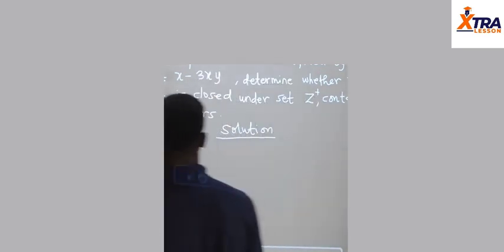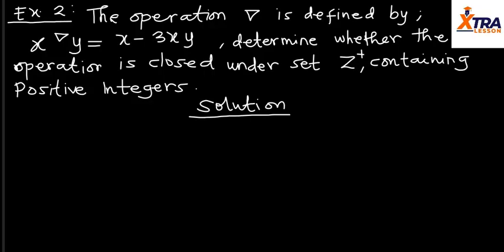In this question we have a particular operation that was given here. The operation is defined by x operation y equals x minus 3xy. Now we are asked to determine whether the operation is closed under set Z plus, containing positive integers. The Z plus there is just indicating that it was for Z. Anytime we talk about set Z, we know set Z means integers. So Z plus in this case means positive integers. So that is what we're using to define the set in this case.